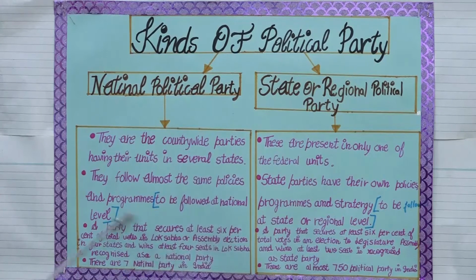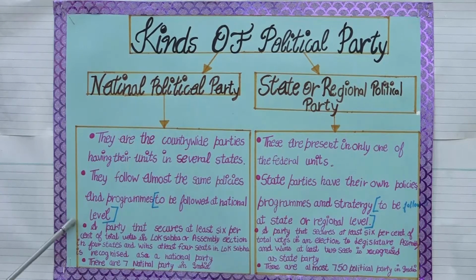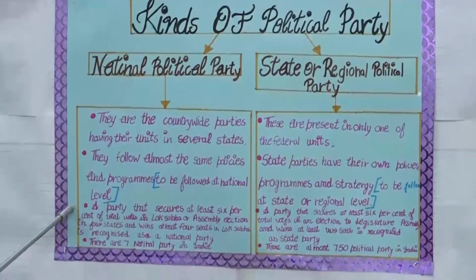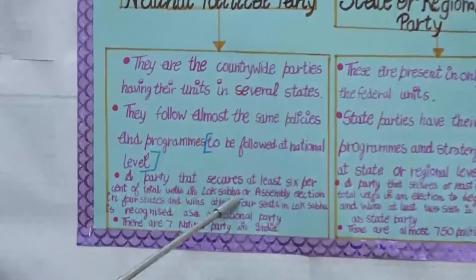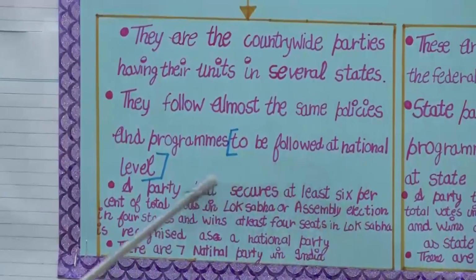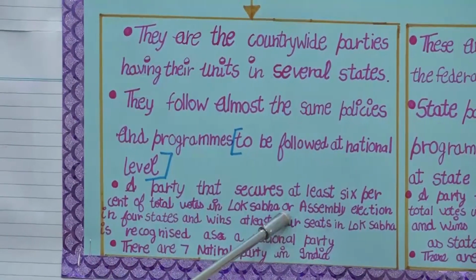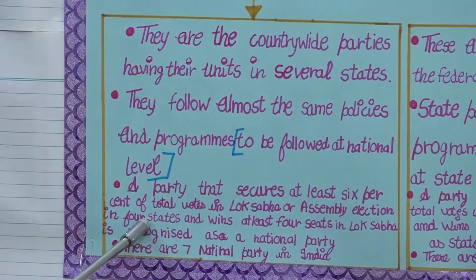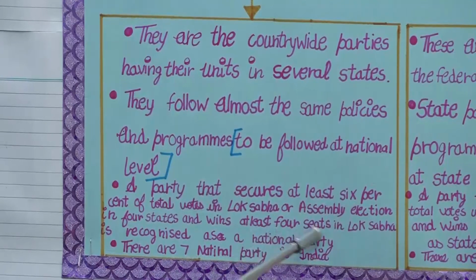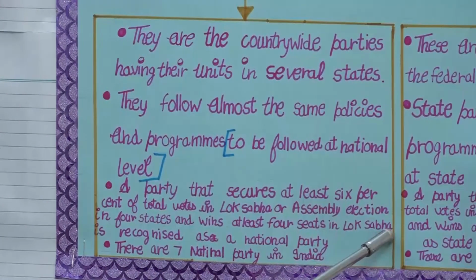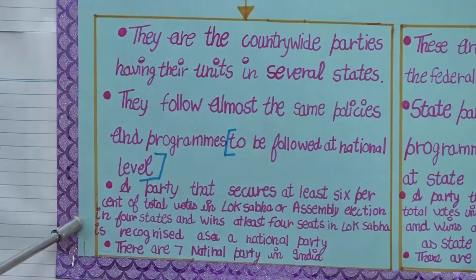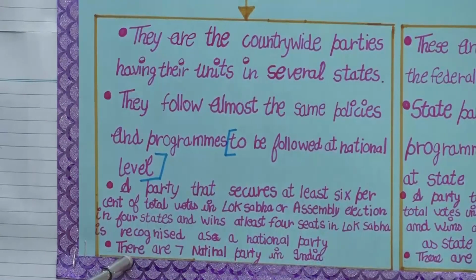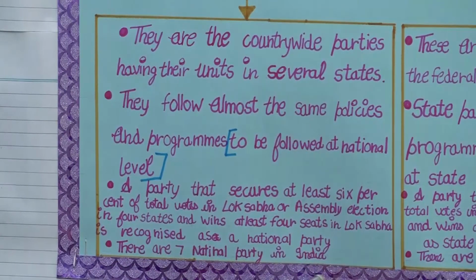Now, the major and the important criteria or condition which makes a party national party. A party that secures at least 6% of total votes in Lok Sabha or Assembly election in 4 states and wins at least 4 seats in Lok Sabha, that is recognized as a national party. There are 7 national parties in India.